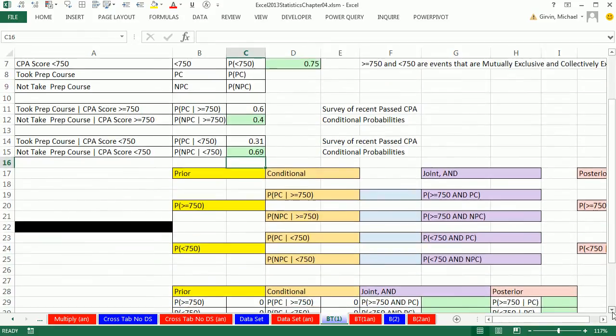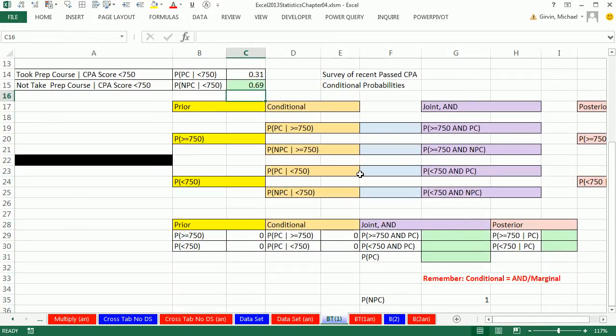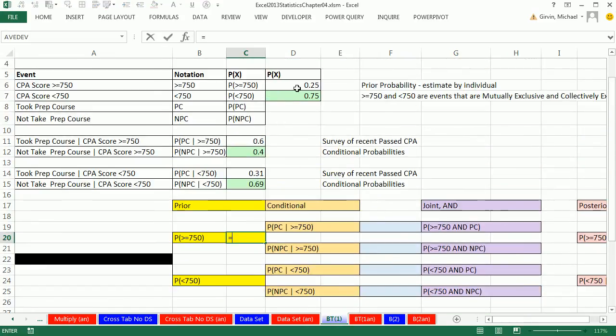Now with that data there, we can calculate a tree diagram or probability tree and then do our table format. I'm just going to list the two prior probabilities. So equals, and then we got this 0.25. Enter, and this one will be our probability of not passing. So that's the prior. Then we have 4 conditionals. Took a prep course given that we passed the CPA. Enter, enter. Did not take a prep course given that we passed, enter, enter. Took a prep course given that we did not pass, and did not take a prep course given that we did not pass. All right, so we have our conditionals and our priors.